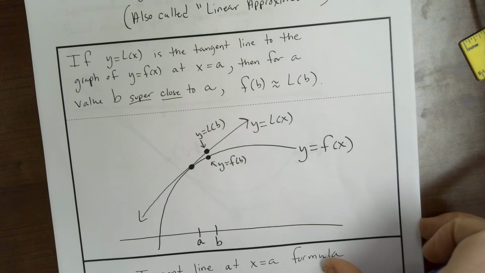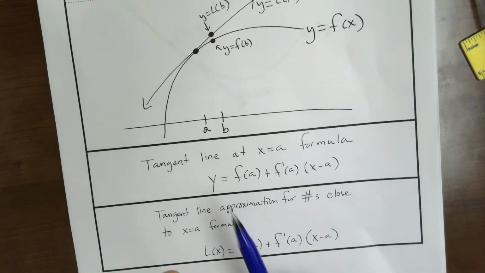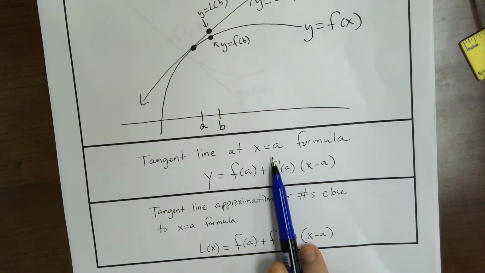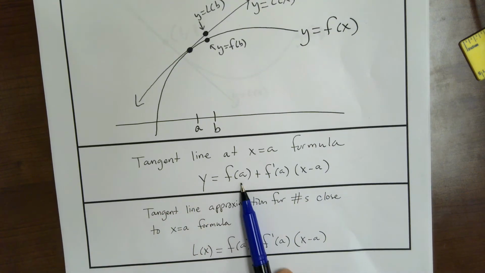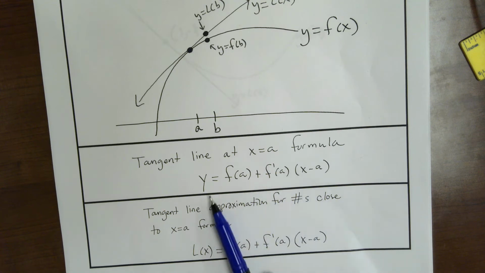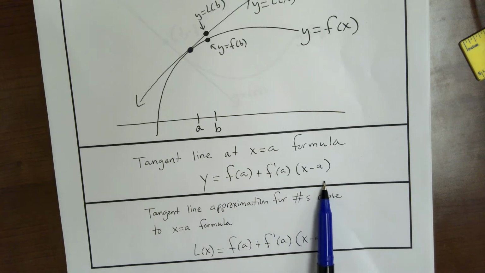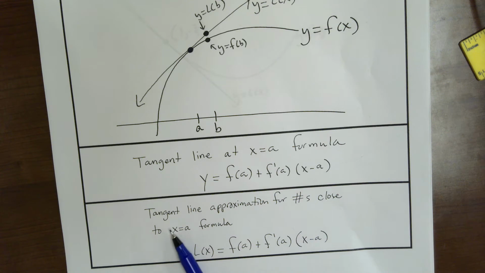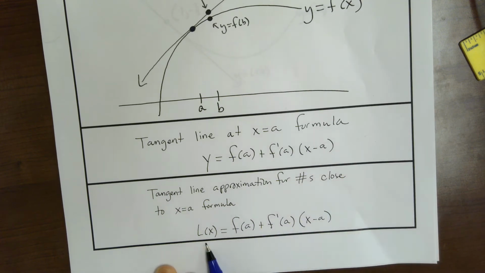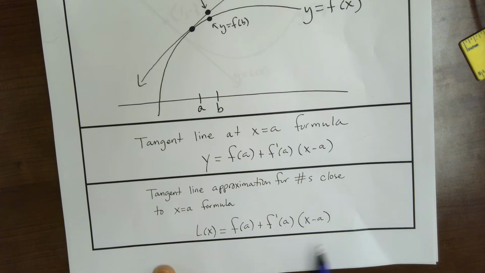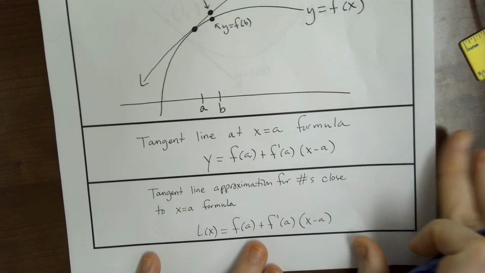Okay, now we're going to use a formula to do this. This is the formula for the tangent line at x equals a. We just used this yesterday, and also earlier in the year. It goes like that. And then the formula for the tangent line approximation for numbers close to x equals a, all you do is take this y and replace it with L of x. So it's the same exact formula, but y is replaced with L of x. All right, so I'm going to do two examples.